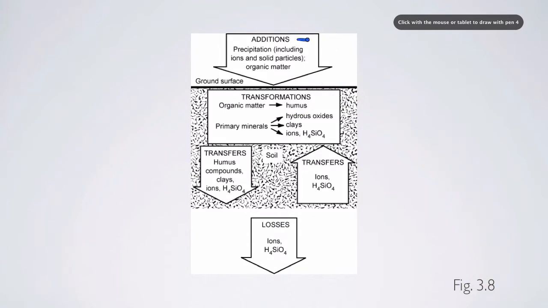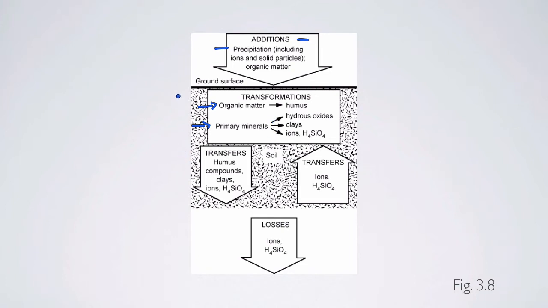First, we have additions, which include precipitation, bringing in materials, and these could be ions or solid particles, but also the production of organic matter. And all of these bring in materials that weren't there earlier and add them generally at the ground surface. Now we also have transformations, and this could be organic matter that had been produced being transformed, decomposed, and processed by microbes, as well as primary minerals that become secondary minerals through weathering processes.